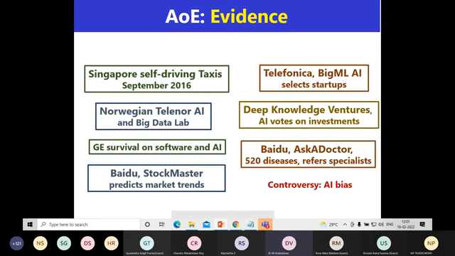And then there are Deep Knowledge Ventures, and then a big data lab, and then mainly it is used in healthcare. I'm going to talk about it; that is one case study. So how to detect diseases, where we can incorporate this AI as well as the IoT.